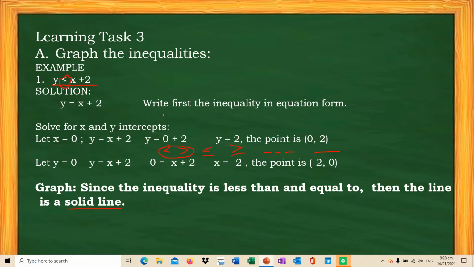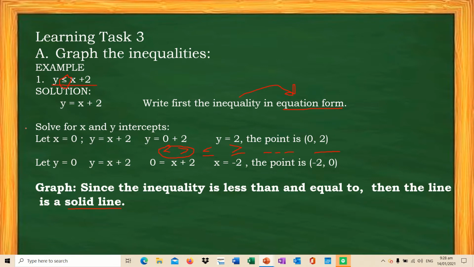So, first step, write the inequality in equation form. From inequality, gagawin nyo na equation. How to do that? Simple lang, yung inequality symbol ay papalitan nyo ng equal sign. So, we have now y equals x plus 2.